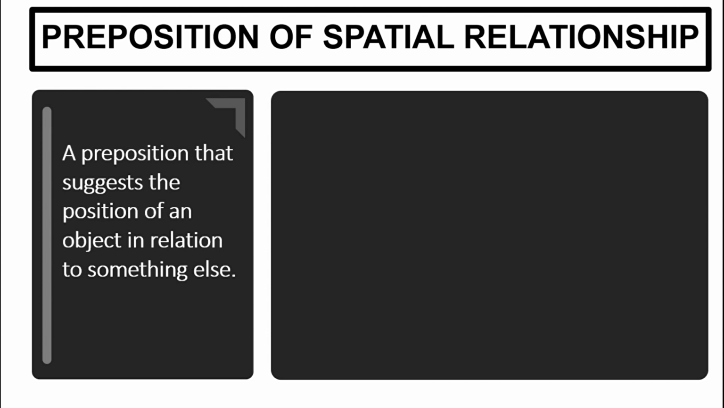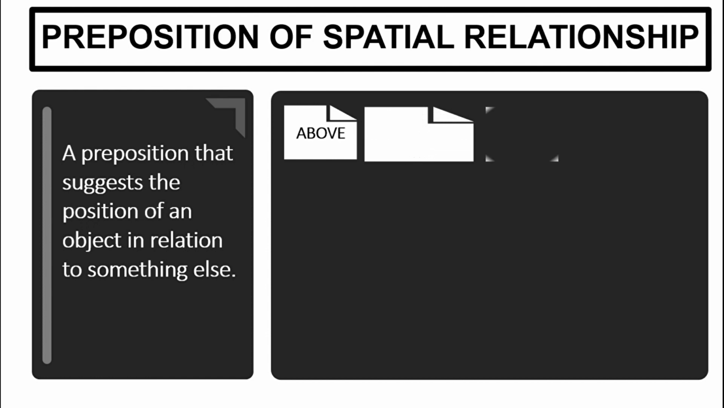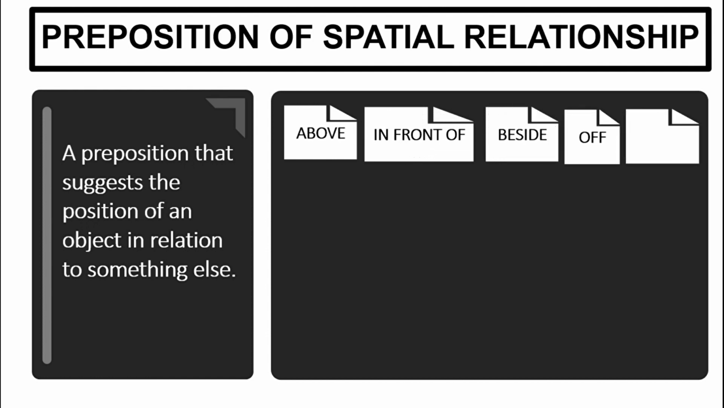So whenever you have the preposition of spatial relationship, you must ask where the subject of the sentence is and where the action is taking place. So it shows you where the subject is and where the action is taking place. So it shows you the position of an object in relation to something else. So words here are above, in front of, beside.